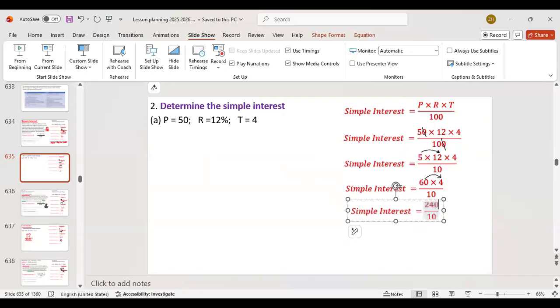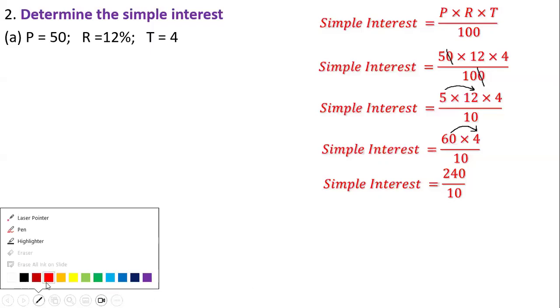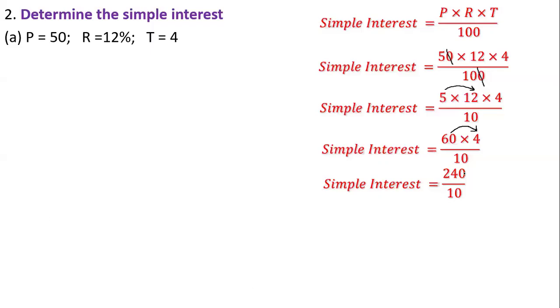240. So 240 over 10. We can cancel out some stuff, right? So we can cancel out this 0 with that 0, and we are left with what? 24 over 1, which then just gives us 24 as a whole number. Very good.